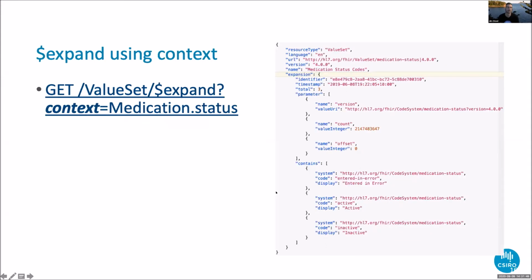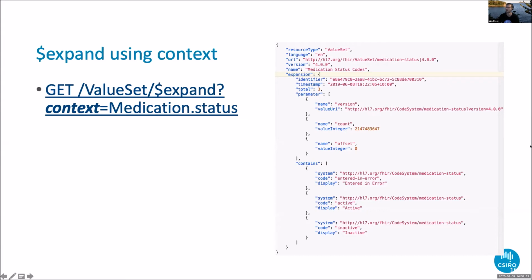The final example I'm going to use, in this case, we're calling the expand operation, and we're not going to tell it which value set we're interested in. What we're going to do is tell it which field of a resource we're interested in. So in this case, we're going to say, I want to expand for the context that is the status of a medication. What the server will do is look at the medication resource and the status field within that resource. It'll look at what value set is bound to that field, and it'll expand that.